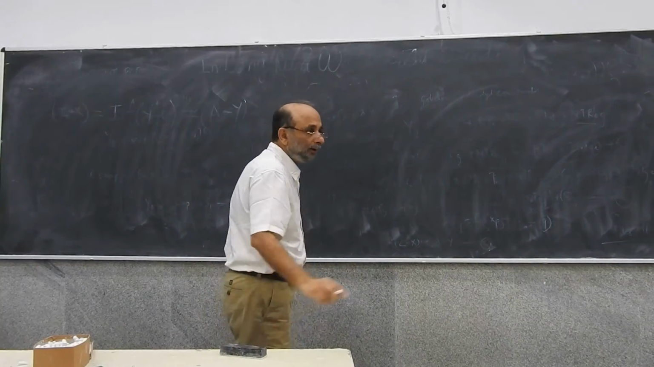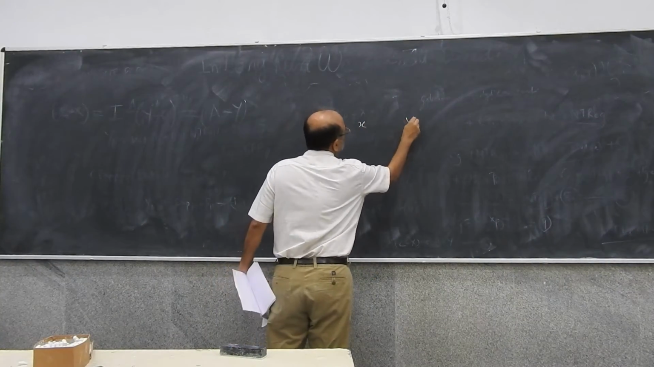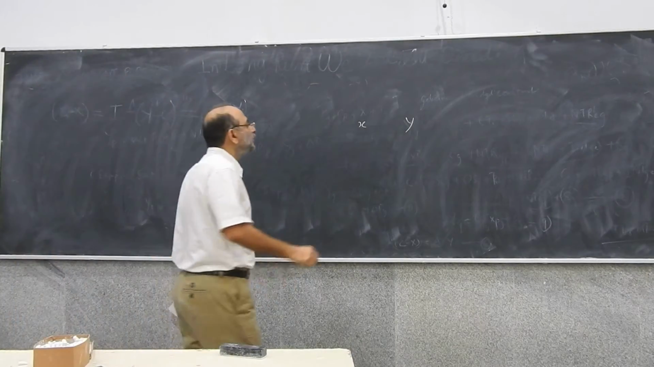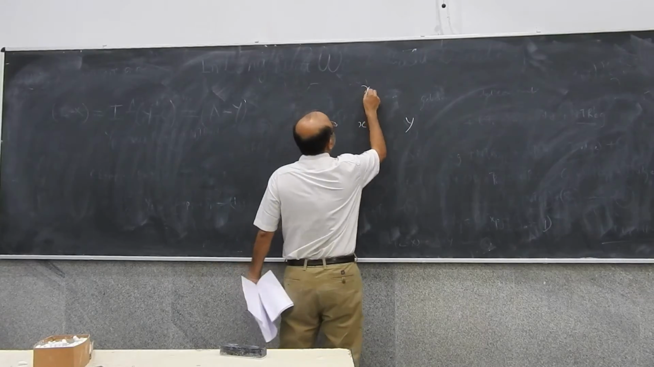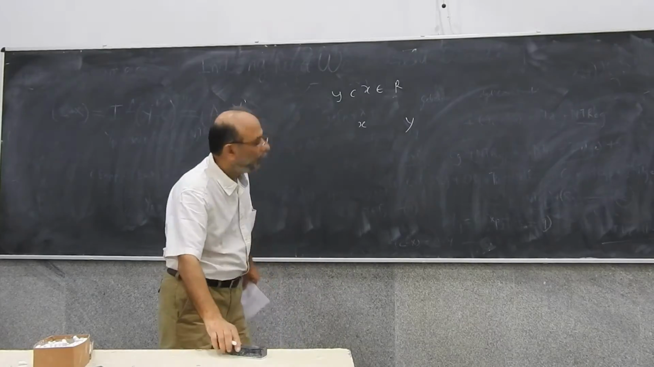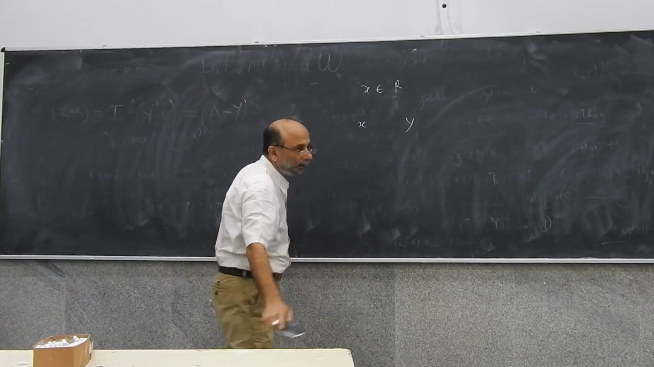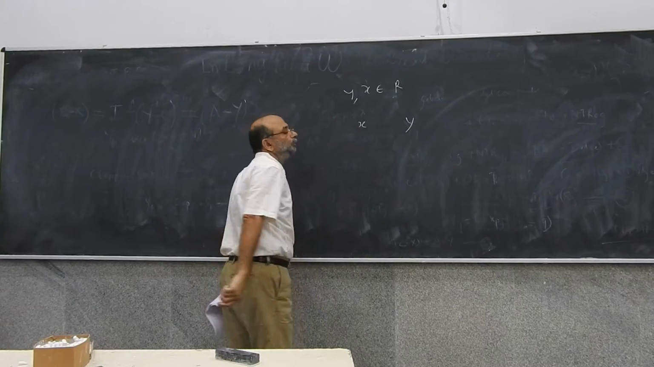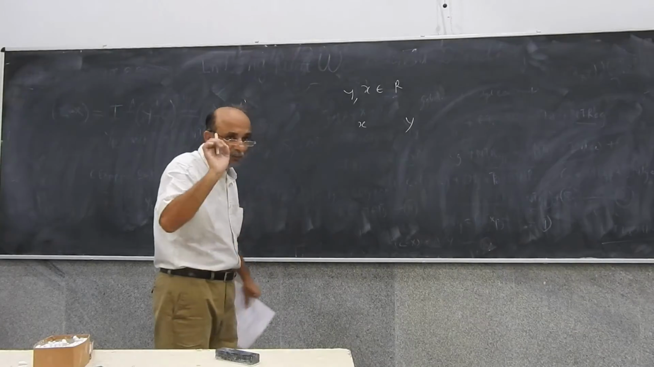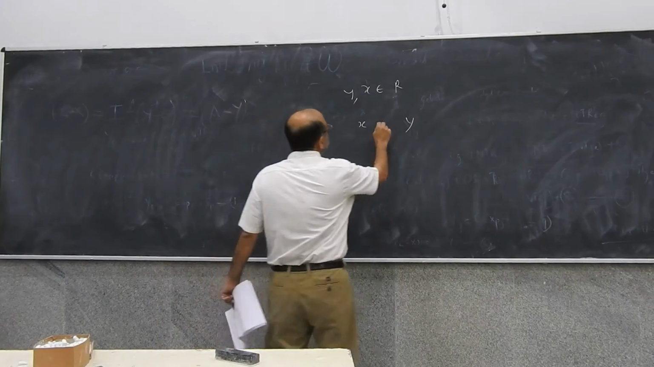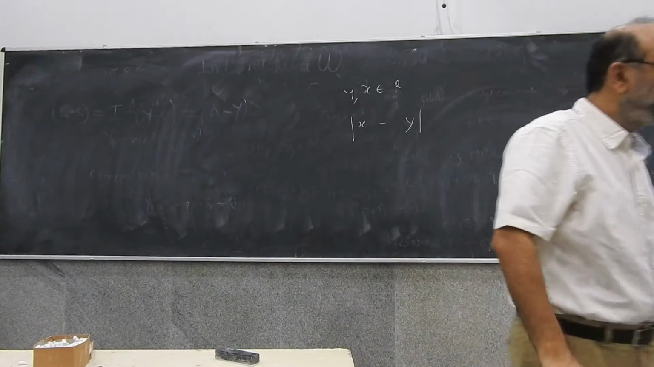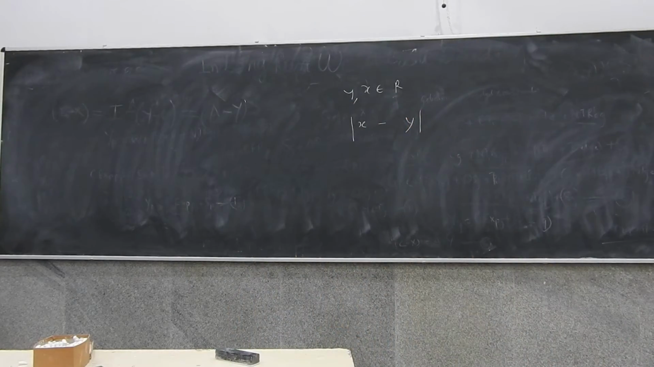So there are 2 points, say x and y. Suppose x belongs to R and y also belongs to R. So they are real numbers. One way of considering the distance between x and y is to consider x minus y absolute value. That's the way we think of distance.